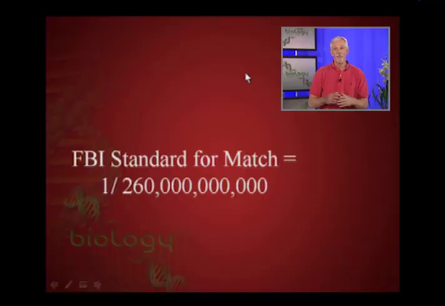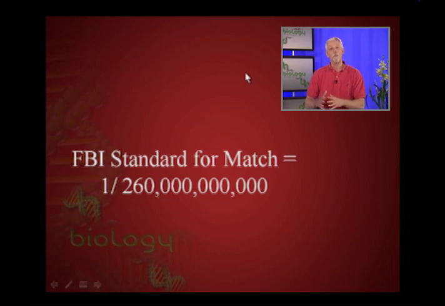So the standard that the FBI uses for considering 2 samples to be a match and from the same individual is 1 in 260 billion. And given that there are only about 7 billion people on Earth, that's a pretty high standard. So again, from an investigatory perspective, you can never be 100% certain, but the more VNTRs you probe for, the more matches you have, the greater the certainty that samples will be from the same individual. But what you can be certain of is when you don't have matches, you can be 100% certain that they are not from the same individual.